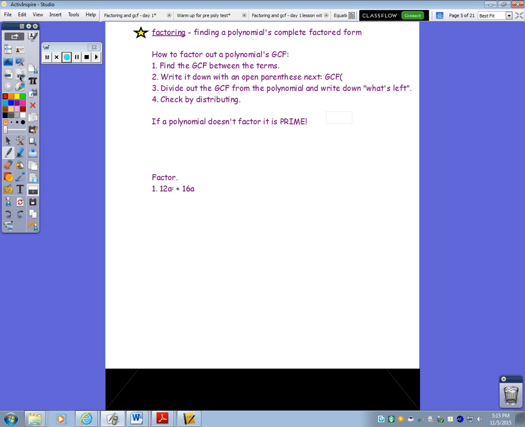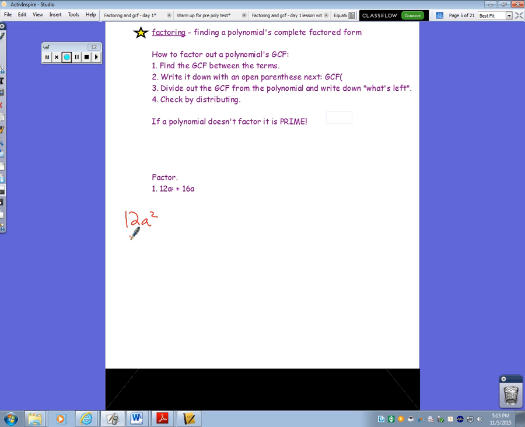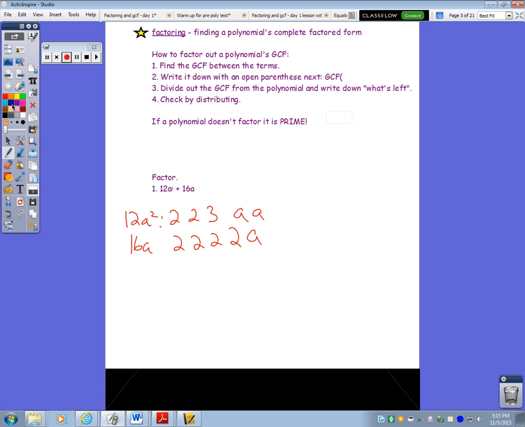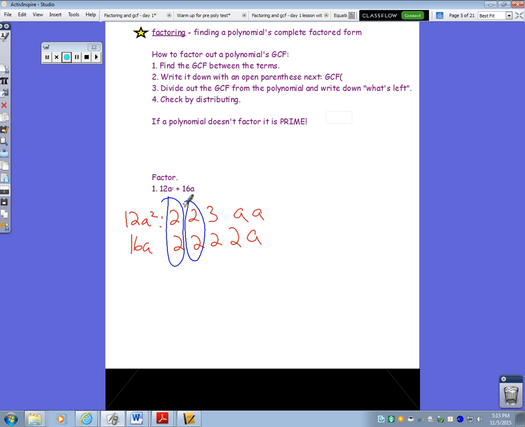So the first thing we're going to do is go through the process we did for finding the greatest common factor. 12a squared, 16a. This is 2 times 2 times 3, 2 times 2 times 2 times 2, a. So here we're going to circle our common factors, and we see that our GCF is 4a. Notice that this is a binomial. You do 4a parenthesis, and you look to see what's left. 3a is left of our prime factors, and then 4 is left in the second set of prime factors.